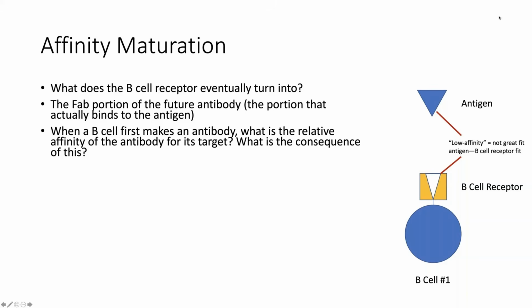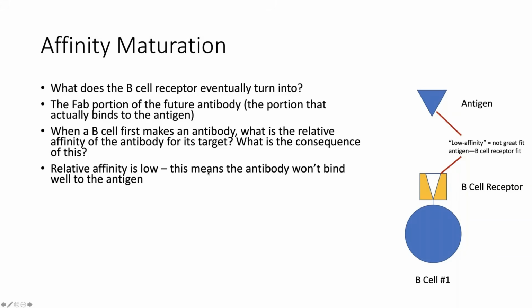Remember, the way your immune system works is that you have to come up with B cell and T cell receptors before being exposed to any pathogen, receptors that could recognize any protein antigen in the case of T cells, or any antigen period in the case of B cells. You have to create a whole complement of these cells. So they're not going to be a perfect fit in the beginning. And so the relative affinity is low, and that means the antibody won't bind well to the antigen.